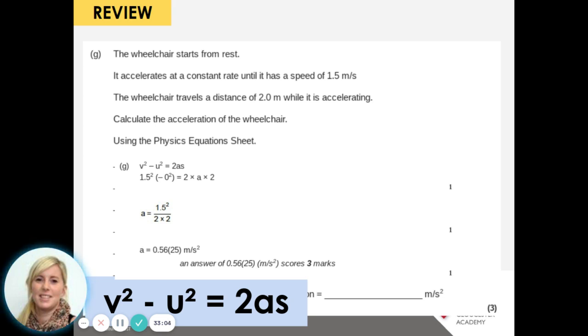And that would get you 3 marks. Okay, so that's that one. Well done if you've got this right and you're feeling confident about it. And if not, we can do some more practice on it when you come back and see how you're getting on.